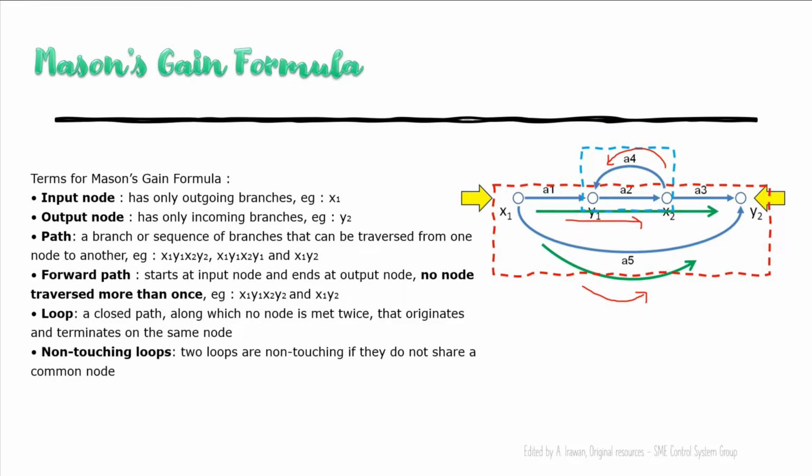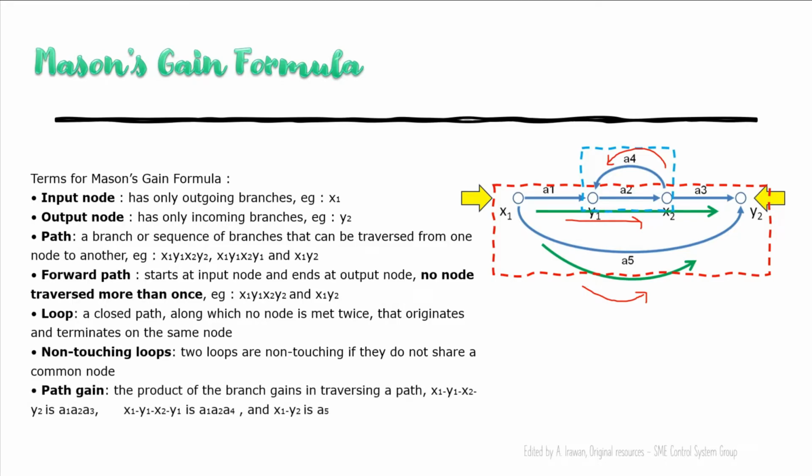So next is non-touching loops. Which one is a non-touching loop? The blue one is a non-touching loop. Okay, why do we call it non-touching? Because the top loop is not touched with the below loop, which means they don't share any of the nodes. And then we have a path gain.